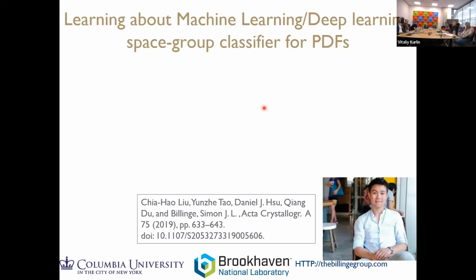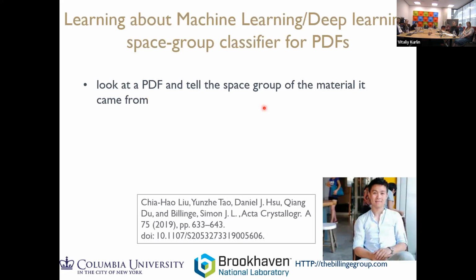So that's a perfect machine learning problem, because you can say, okay, I don't understand how to do it, and the machine learning model doesn't understand how to do it either. The machine learning model can just do it by spending hours and hours comparing things and updating its linkage weights. So the idea was to look at a PDF, where the input is the PDF and the output is the space group.